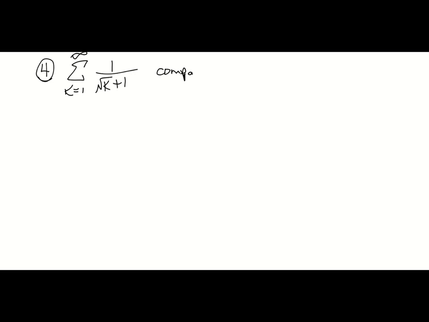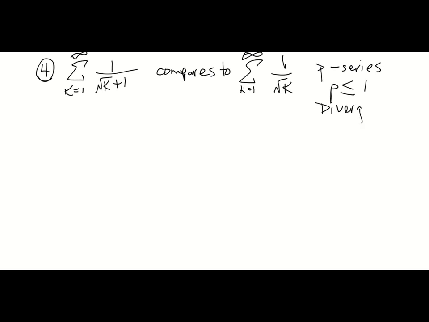Can you imagine what we're going to compare it to? How about the series from k equals 1 to infinity of 1 over the square root of k. Take off that plus 1. This is a p series because the power on the k is 1/2. So the p is less than or equal to 1, which means this series is diverging.